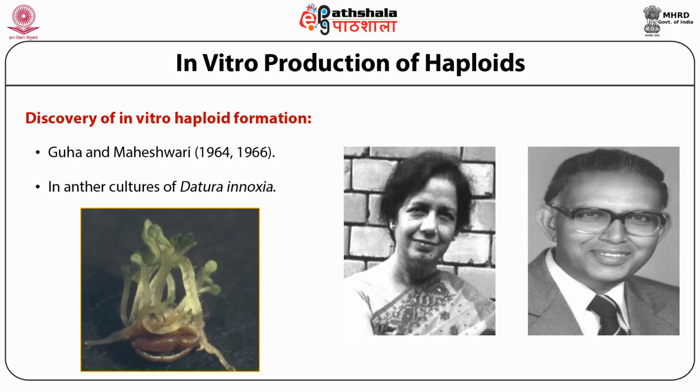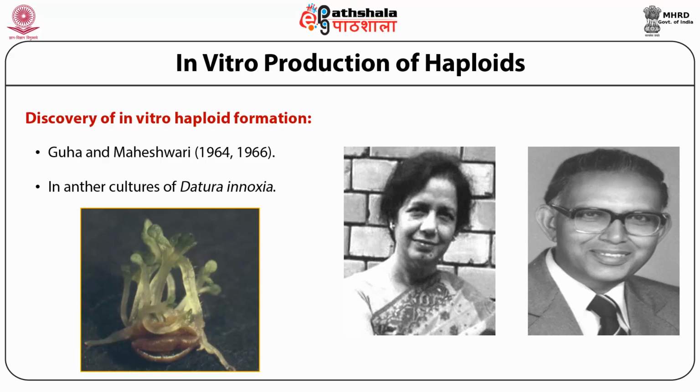And this discovery changed the entire thinking of the geneticists and plant breeders, and they jumped into this area because they were waiting to find a reliable method to produce haploids which can be used in plant breeding and genetics. But until then they didn't have one, and therefore these haploids were not fully exploited.